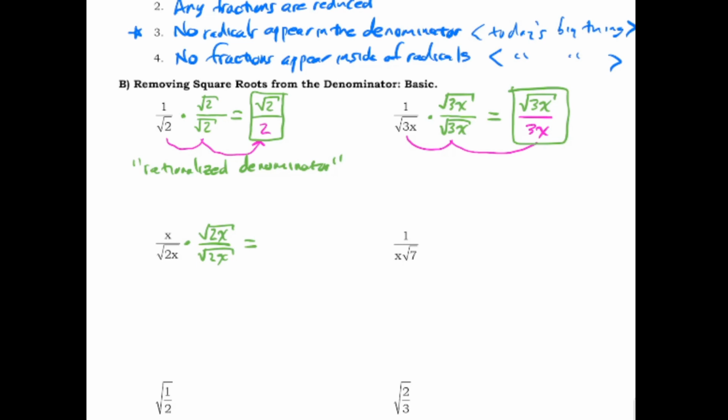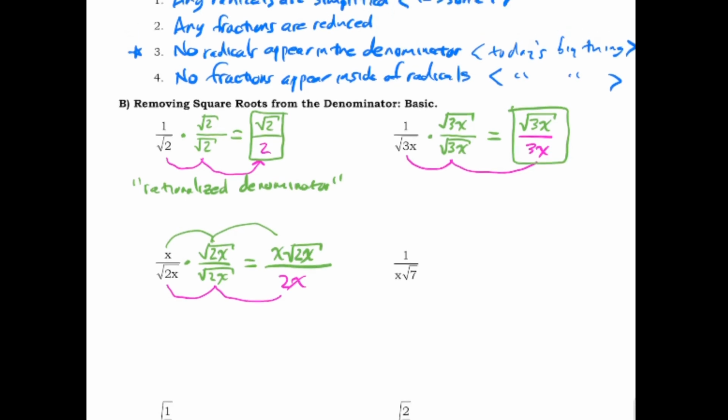Now here you have to remember a little something about how to multiply these things, outsides and insides separately. Remember that idea. And then on the bottom, well, this is that same trick again. I might as well use the same color for the same trick. Root 2x times root 2x is regular 2x. Look good to you? So x root 2x over 2x.